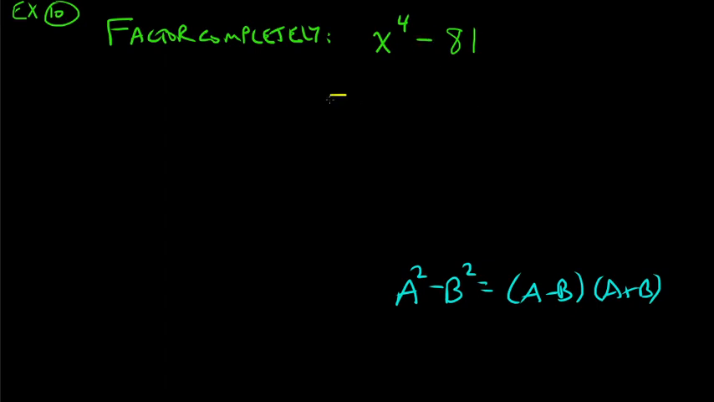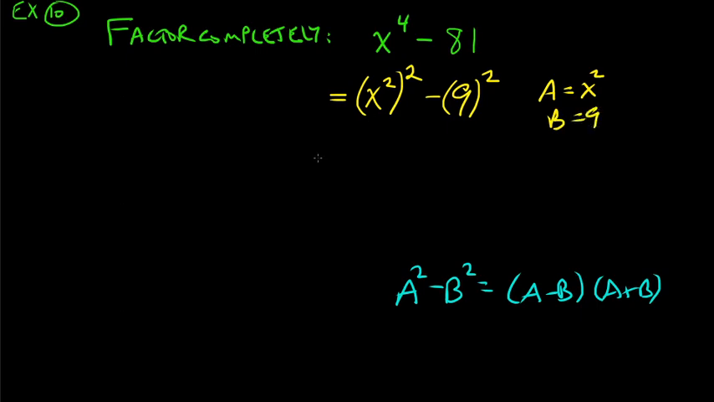So the tricky thing, of course, is that the x to the 4th is not x squared, but it is x squared, squared. Right? Remember, you multiply these exponents. 2 times 2 is 4. Right? And then 81 is 9 times 9, right? So it's 9 squared. So that tells me my a is x squared and my b is 9.